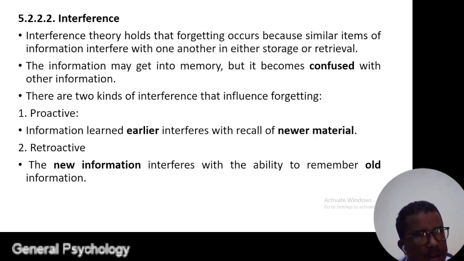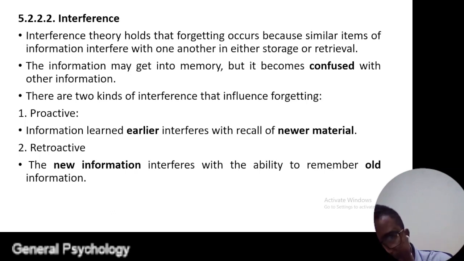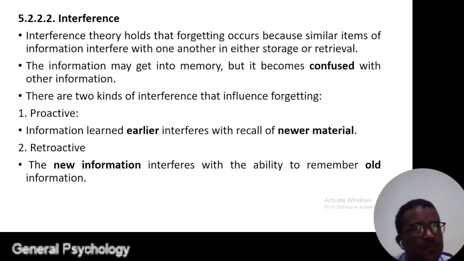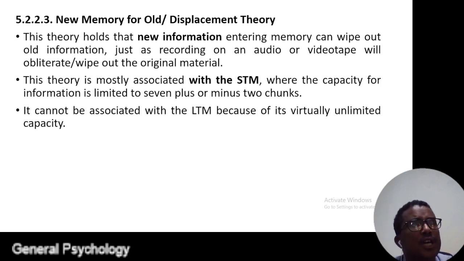Proactive interference means that earlier information we had interferes with the current information. So when the old information interferes with the current information, it is called proactive interference. However, retroactive interference means the new information goes back and interferes with the previous or old information. Anyhow, long-term memory has a problem of proactive and retroactive interference.